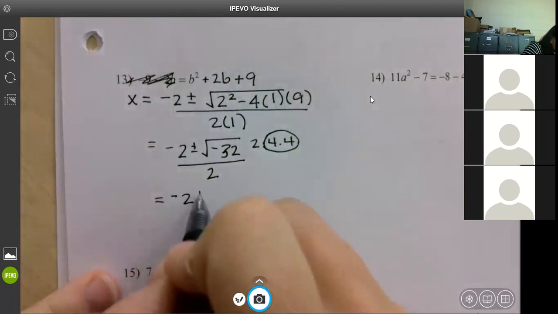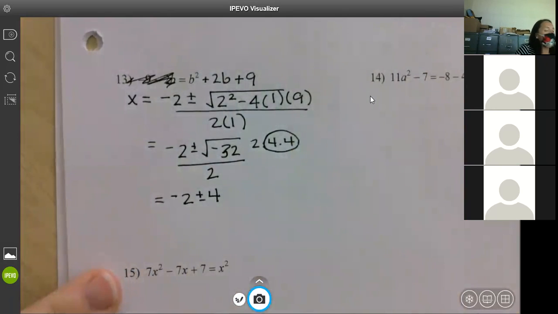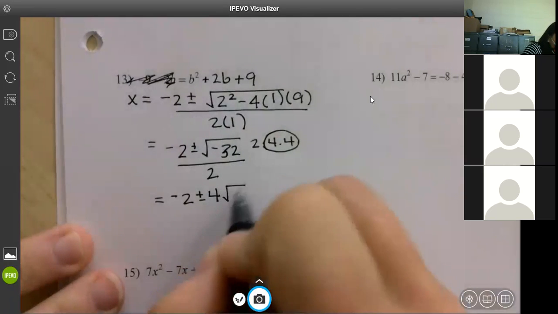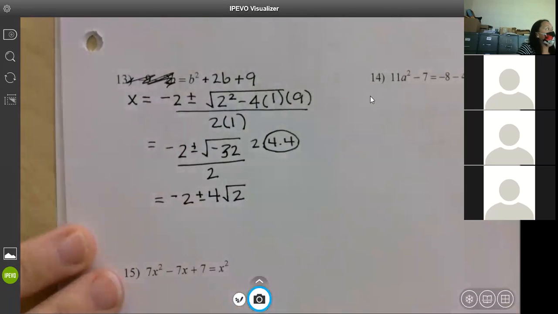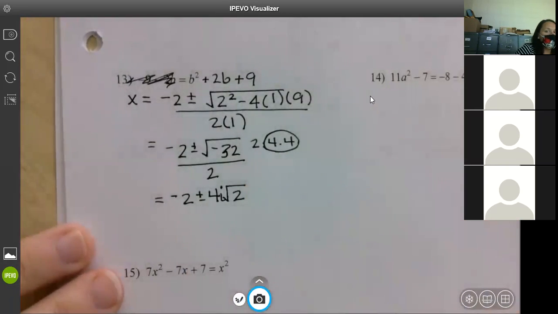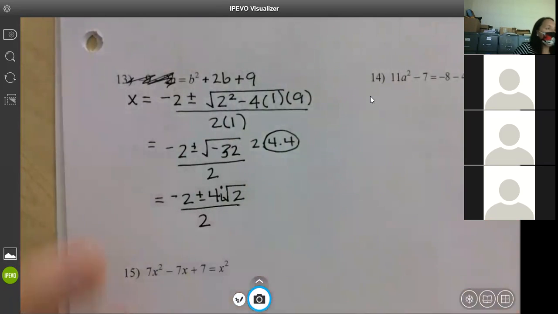I have a negative 2 plus or minus. I had a pair of 4s, so that comes out. What did I not circle? A 2. I left something off. What did I leave off? That goes right behind the 4. And then divide by 2. Last step.